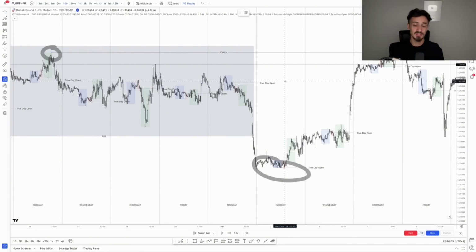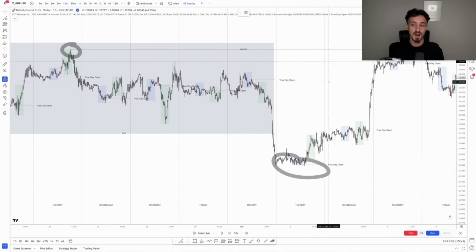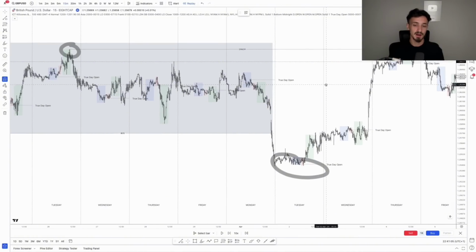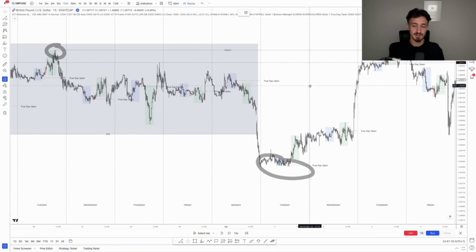Now, the change of character is, simply put, the first phase of the market reversal. So in this example, we were trading bearish, and now we've had a higher high. The market has put in a higher high. Buyers have taken control of this market. So with that being said, we're now expecting higher prices.